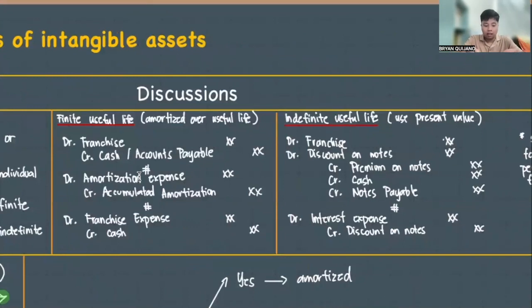For franchises with finite useful life, this should be amortized over the useful life. Here are the journal entries relevant to franchises with finite useful life. Debit franchise, credit cash or accounts payable. At year end, we're going to debit amortization expense, then credit accumulated amortization. Then for any periodic franchise fees, we're going to debit franchise expense and credit cash.